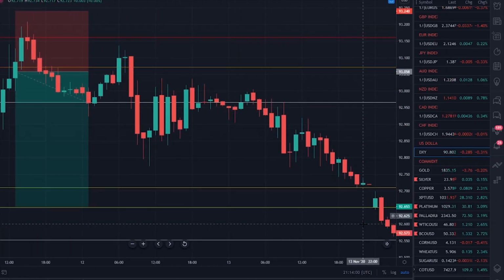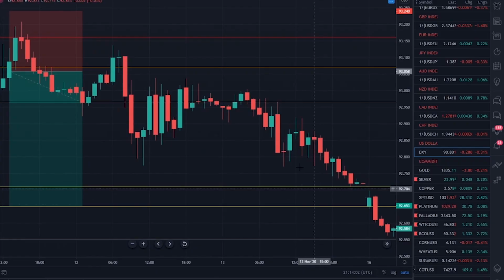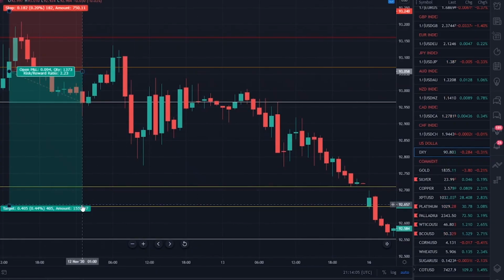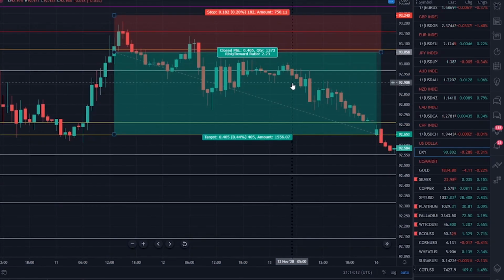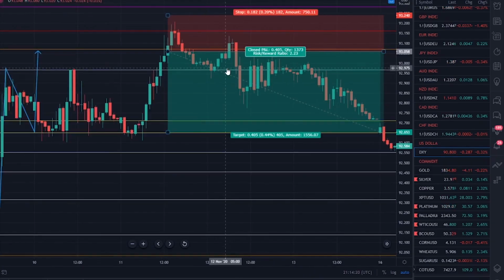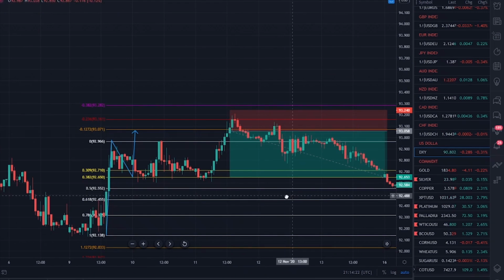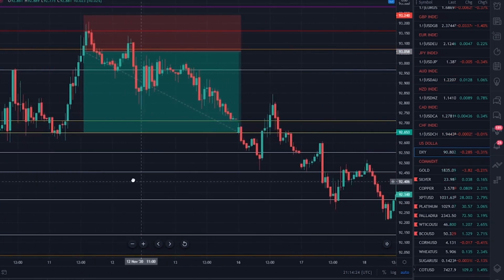So it does take a bit of time sometimes. Patience is key, but there we go, we got there in the end. Let's just spread that out. There we go. We've made 40 pips and we've risked 18 pips on this trade example. And that's really it. I mean, we did even go even lower.